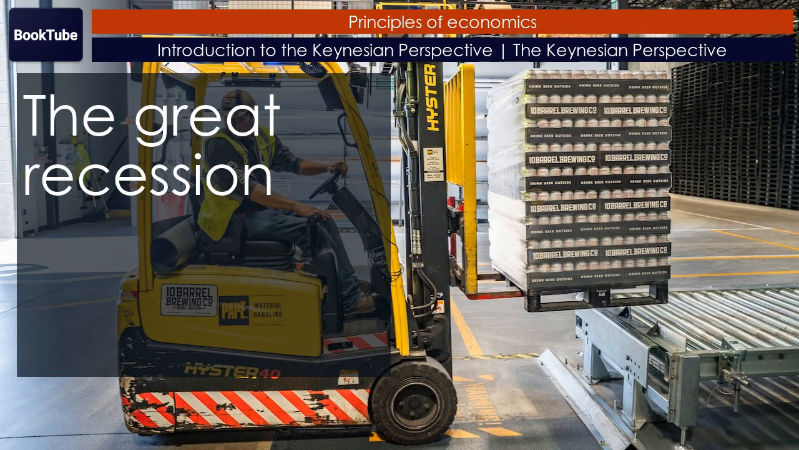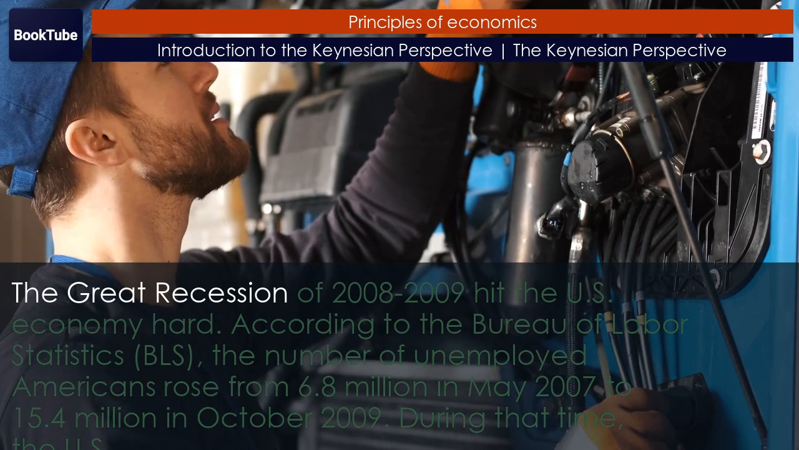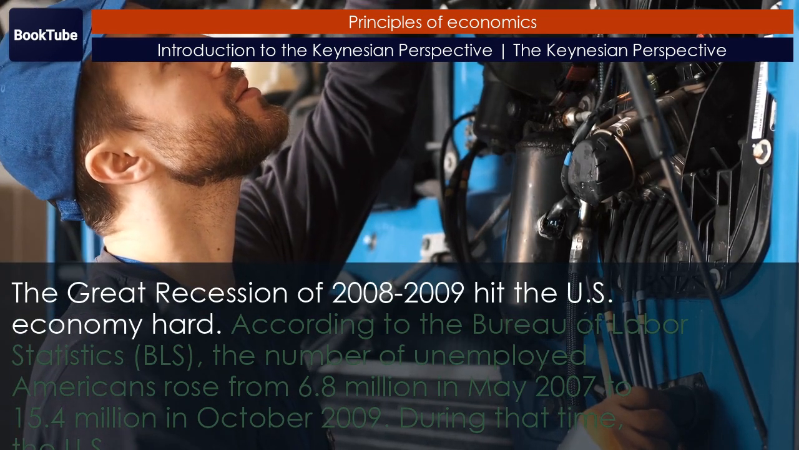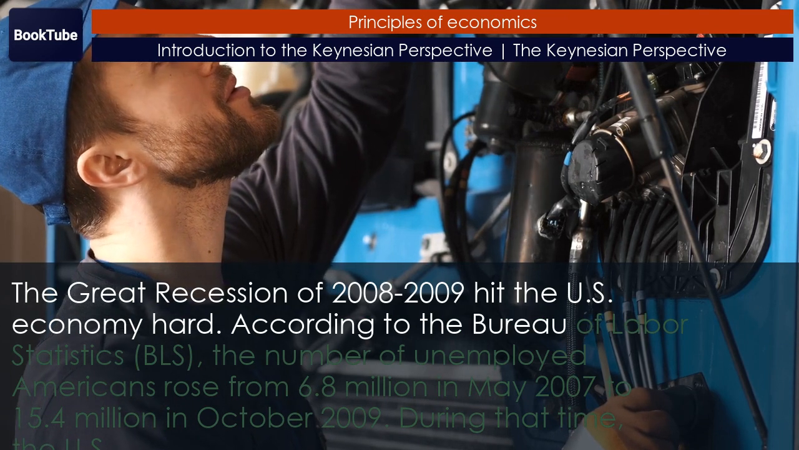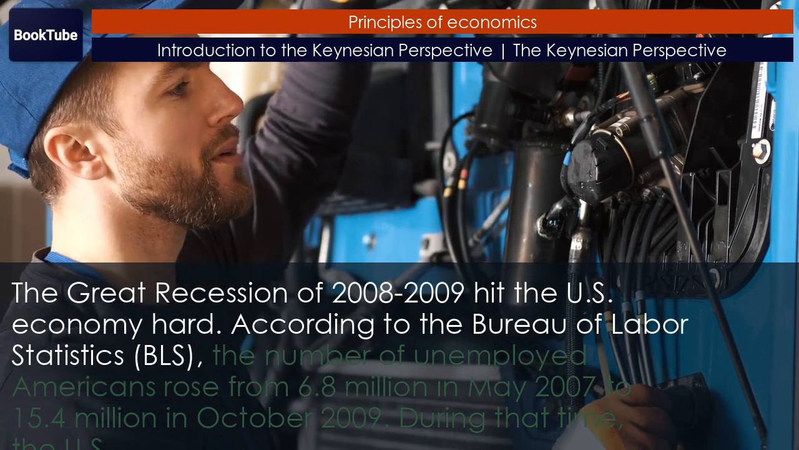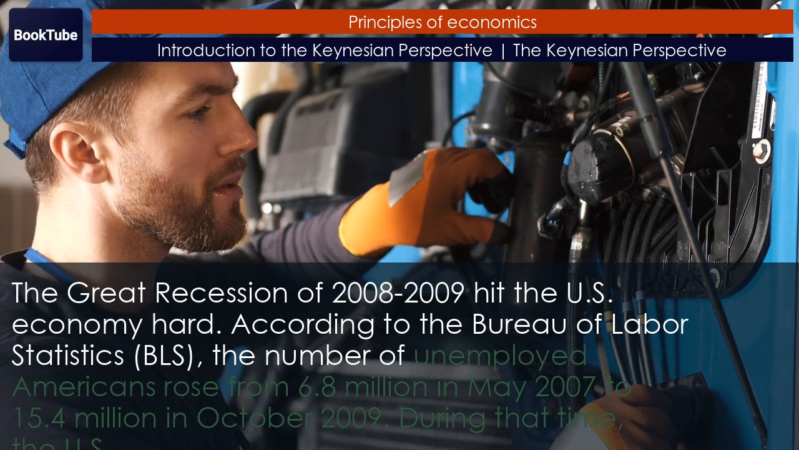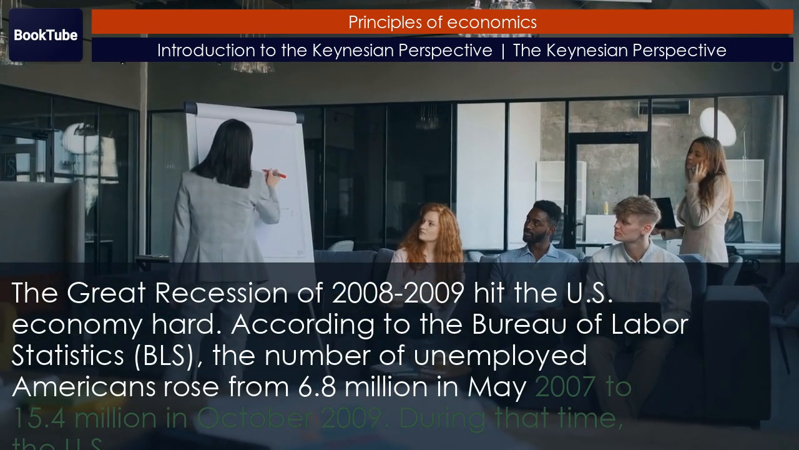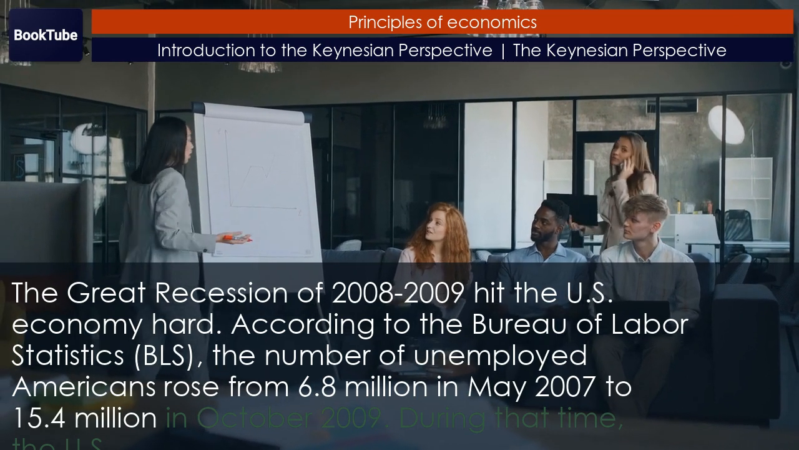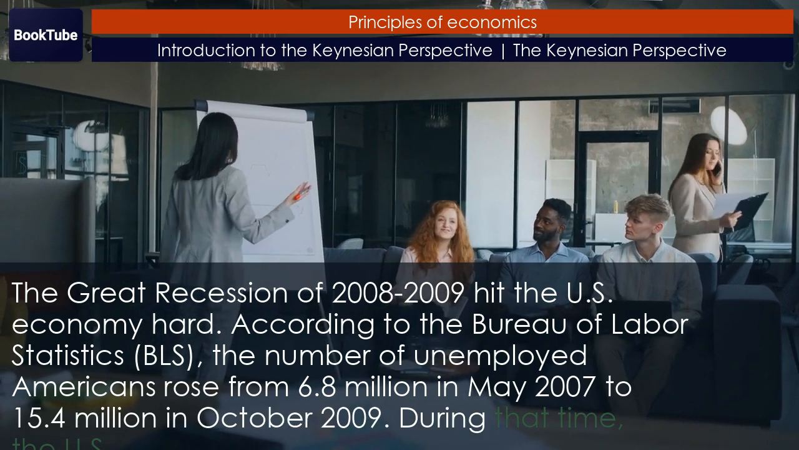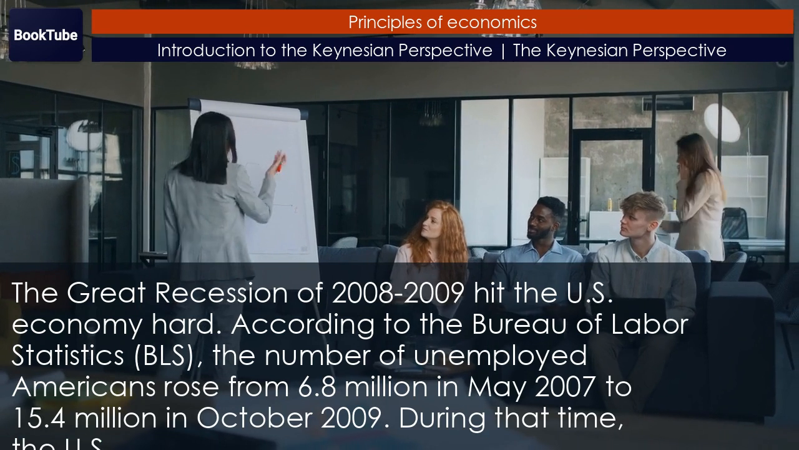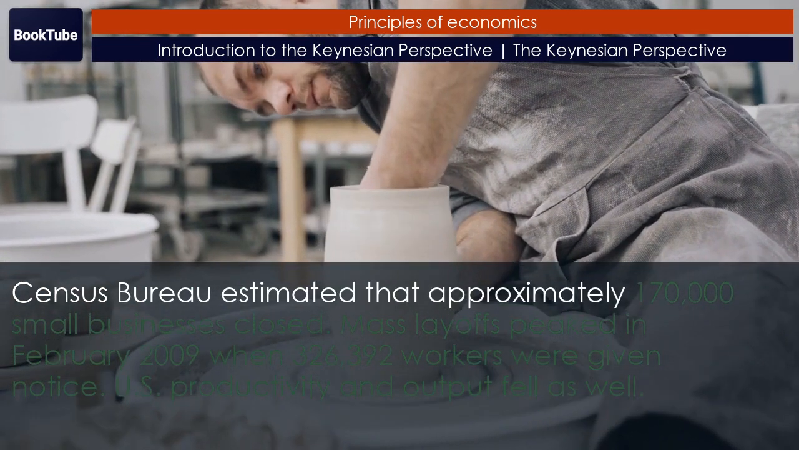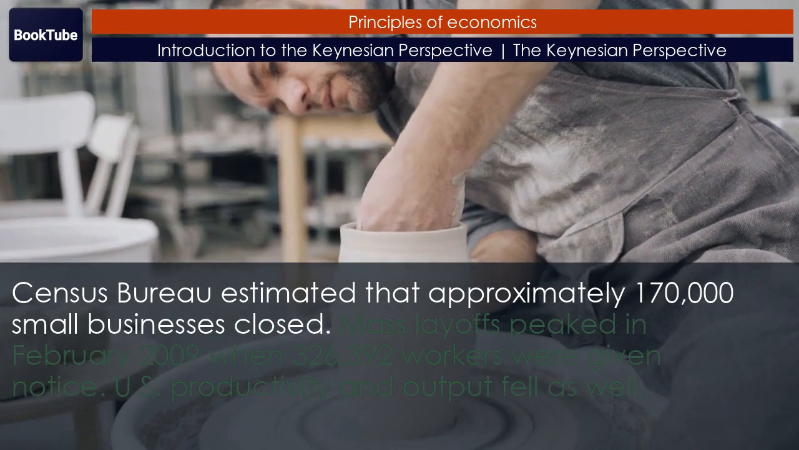The Great Recession. The Great Recession of 2008-2009 hit the U.S. economy hard. According to the Bureau of Labor Statistics, BLS, the number of unemployed Americans rose from 6.8 million in May 2007 to 15.4 million in October 2009. During that time, the U.S. Census Bureau estimated that approximately 170,000 small businesses closed.